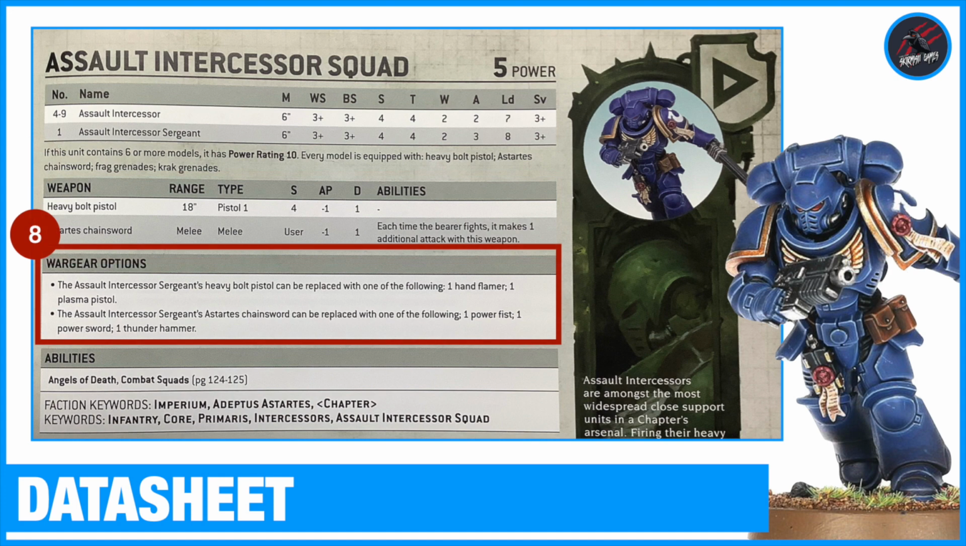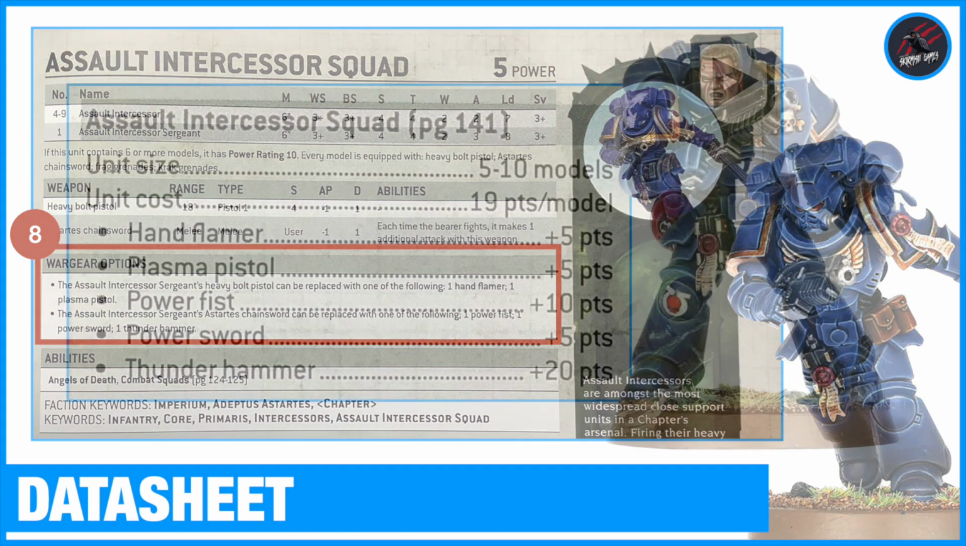Now we're on to wargear options, and some datasheets will have a bullet pointed list of wargear options. And when you include such a unit in your army, you can use these options to change the weapons and other wargear of models in the unit. The order you use these options in does not matter, but each can only be used once.